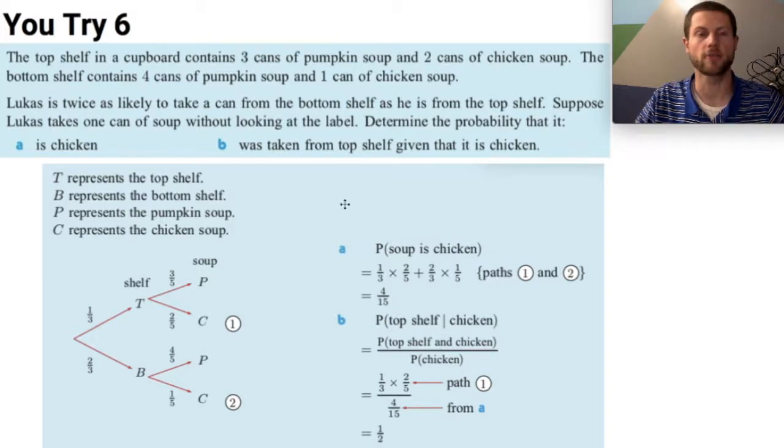All right, so here are the answers to U try 6. It was actually helpful to draw a tree diagram for this problem here. And one of the kickers is if you are twice as likely to take a can from the bottom shelf as the top shelf, you kind of have to recognize that that probability is going to be 1/3 and 2/3 there. And then once you're at that point, you can branch out your trees. And I'm interested in the diagrams that are written here. So take a look at this, give it a once over, and make sure it makes sense to you.